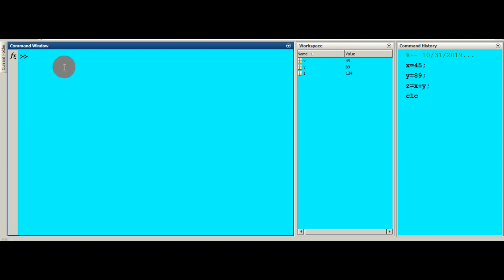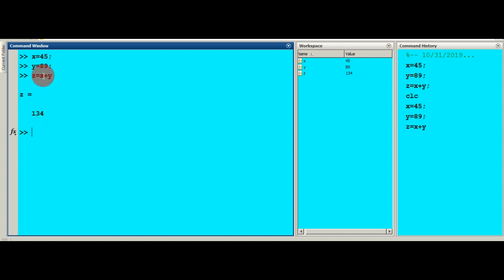So now try to understand how you can modify your variable value inside the command window by using Workspace. When you have a value of x equal to 45 and value of y equal to 89, and you have a third variable z equal to x plus y. Do not use a semicolon. So x plus y, you will get the addition of x and y. So 134 is your answer.